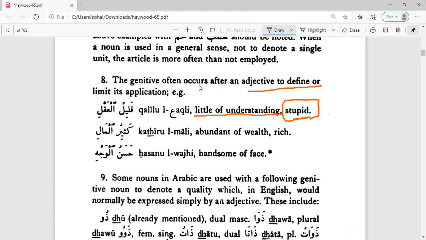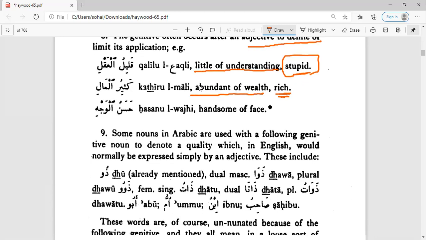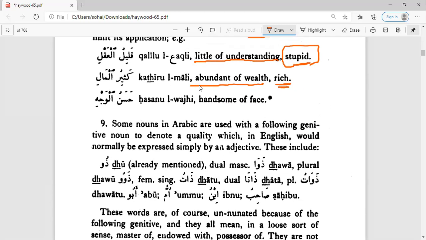Again, kathirul mali, abundant of wealth. Kathir means abundant or lots of wealth. When you say somebody has lots of wealth, what are we saying? Rich, right? Again, hasanul wajhi, handsome of face. Another way of saying handsome face, right? Handsome or handsome face, yes.